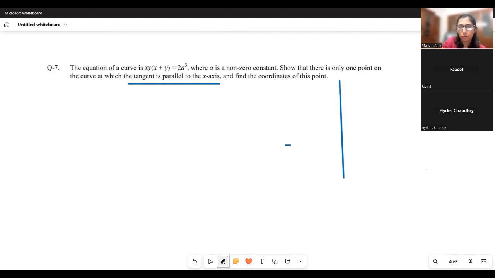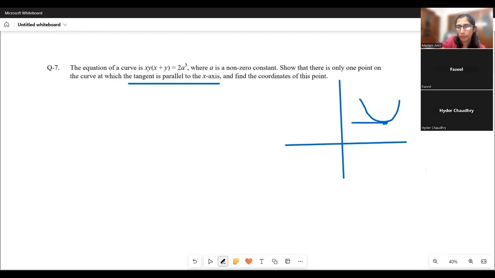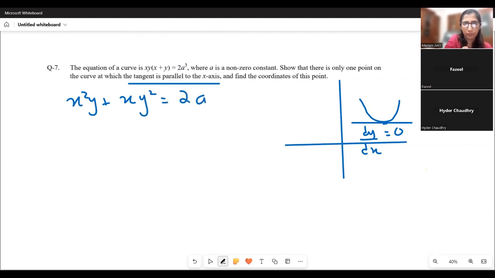So let me just draw a random curve like this. The tangent is parallel to the x-axis. So when the tangent is parallel to the x-axis, the gradient, or dy over dx, is equal to 0. Okay, let's find dy over dx for the given equation. We're going to expand it. It's going to be x squared y plus xy squared equals 2a cubed. Right now, let's find dy over dx for this.